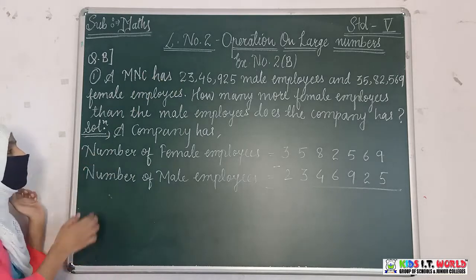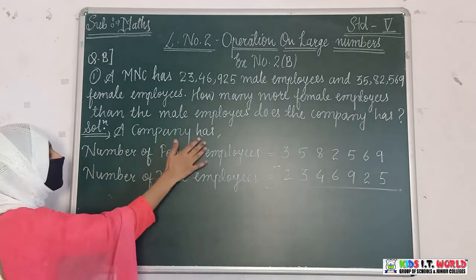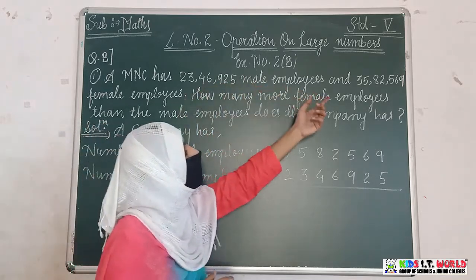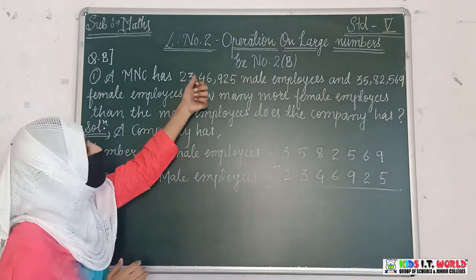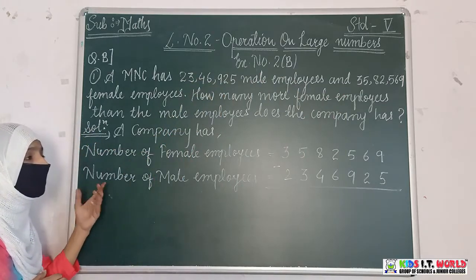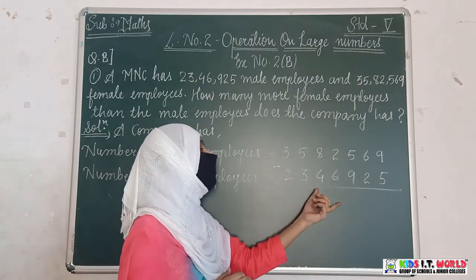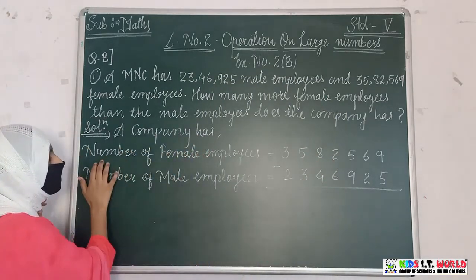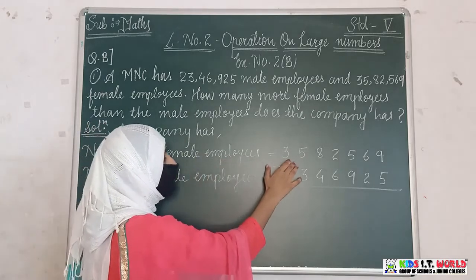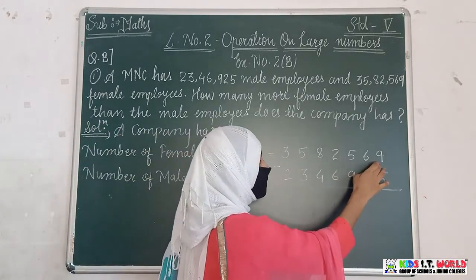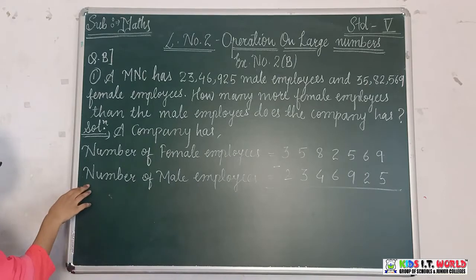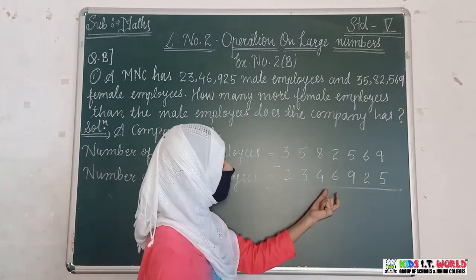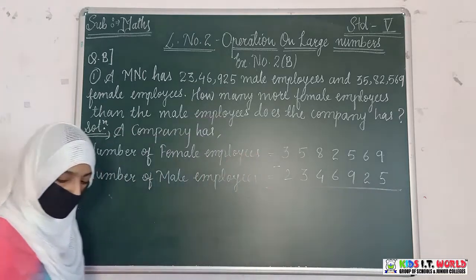So for that you will write in this way that the number of female employees is written first. Why? Because here the number of female employees is greater than the number of male employees, and whenever we are doing the subtraction, we have to arrange the numbers in this way, that is the greatest number should be above the smallest number. So first I have written here the number of female employees, that is 35,82,569. Then secondly I have written here the number of male employees, that is 23,46,925. Now subtract it.